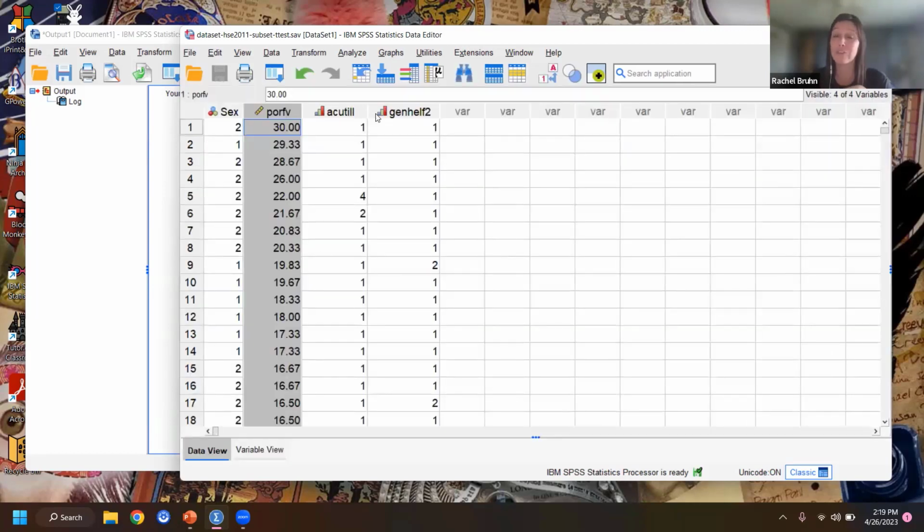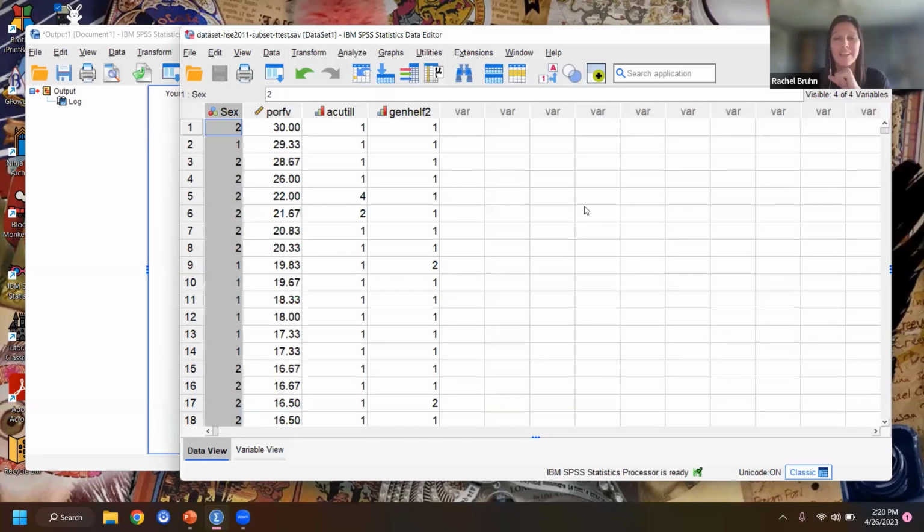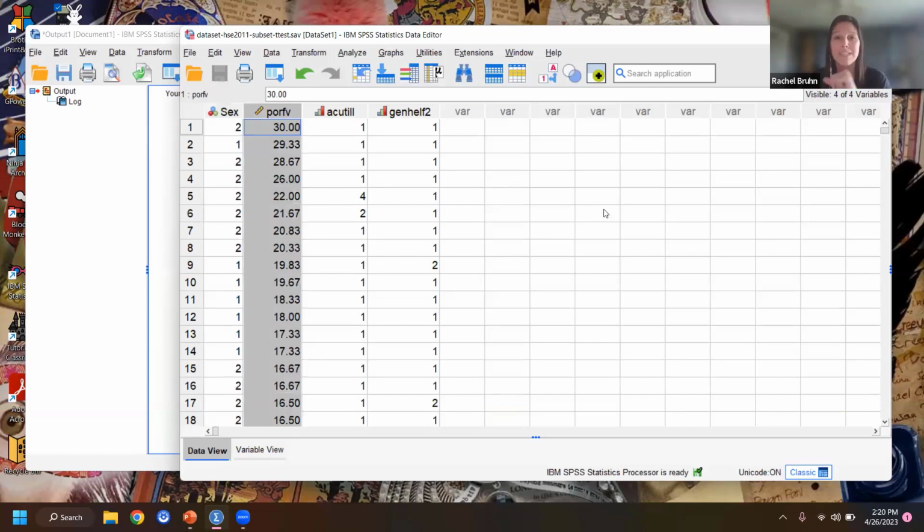We will not be using the other 2 variables, so we don't really need to familiarize with those 2. So the first thing I need to do is check my assumptions. I already went through a couple of them, so checking those levels of measurement. So sex is obviously going to be my independent variable. It has 2 groups, male, female. And then my continuous dependent variable is that portions of fruit.